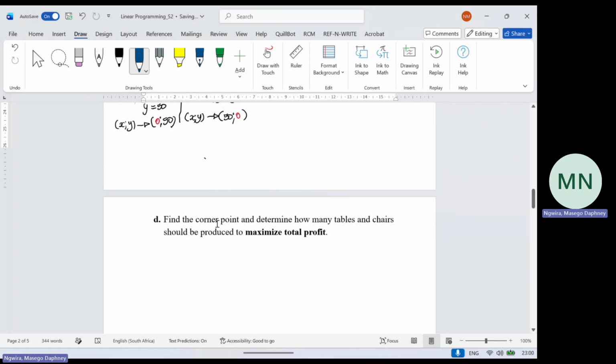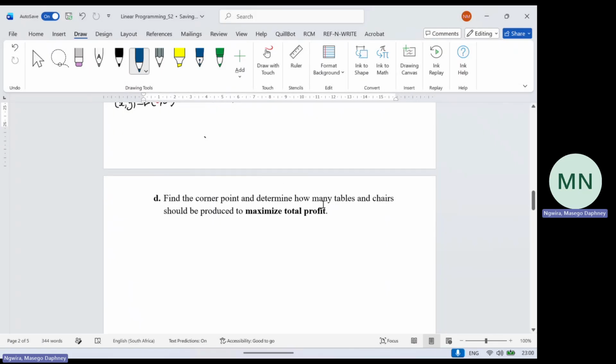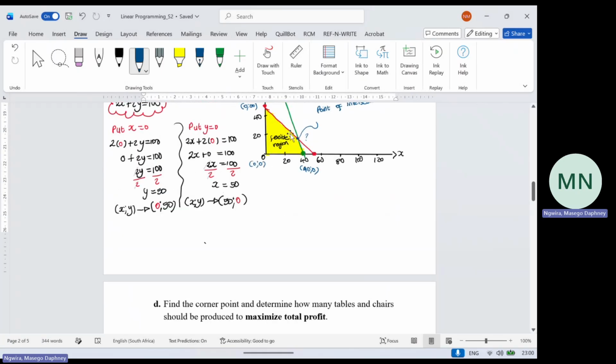Number D says, find the corner points and determine how many tables and chairs should be produced to maximize the total profit. So the first thing we need to do is look for the corner points. Again, I am going to use the table, I find the table helpful. Before I use the table, I need to find the point of intersection. I have all the points, but I am missing this point. These are what we call the corner points, 1, 2, 3, 4. They are the ones that make the feasible region.